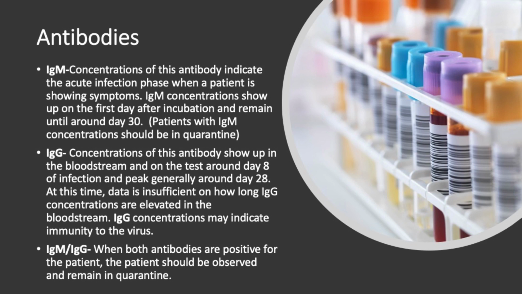When both antibodies are positive for the patient, so if we were to do a test and somebody were IgM and IgG positive, they should be quarantined. So someone with an IgM or an IgM and IgG at the same time should be in quarantine. If they just have a positive IgG, they were exposed, but they are no longer infectious, and they could intermingle with the rest of the population. And you can feel very confident that they're not going to be giving the virus to someone or getting the virus from someone.